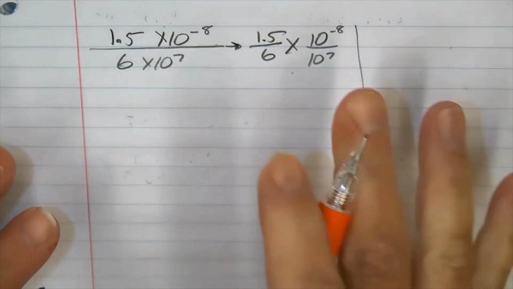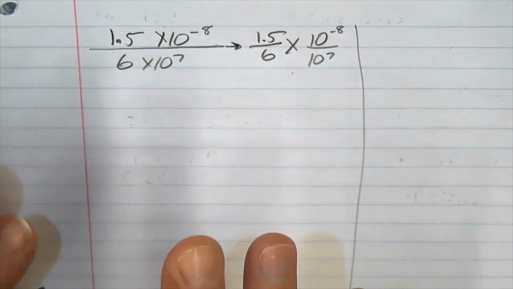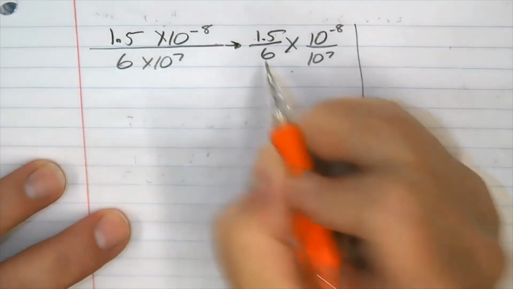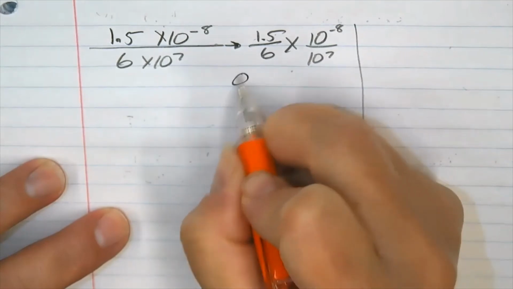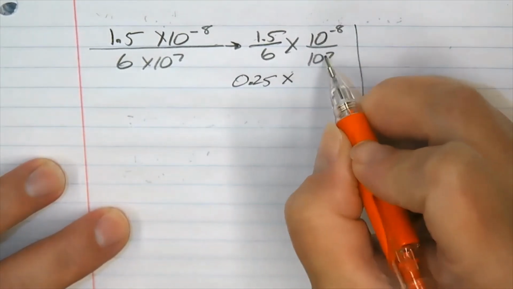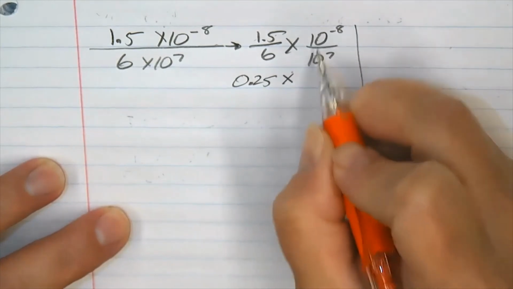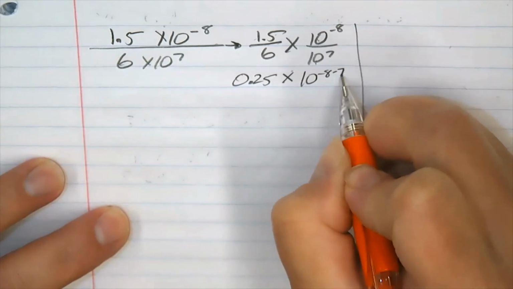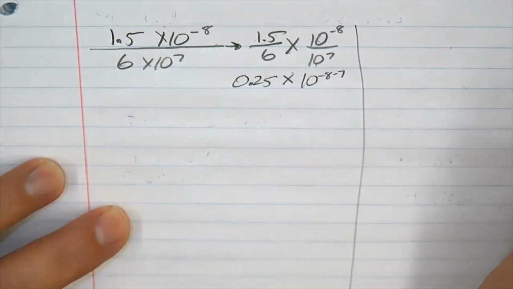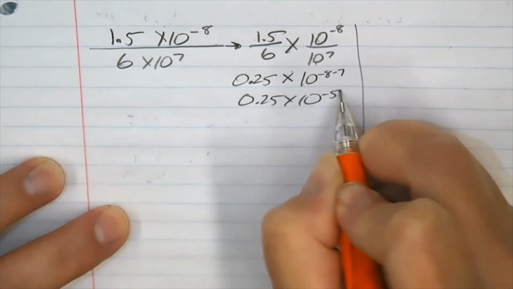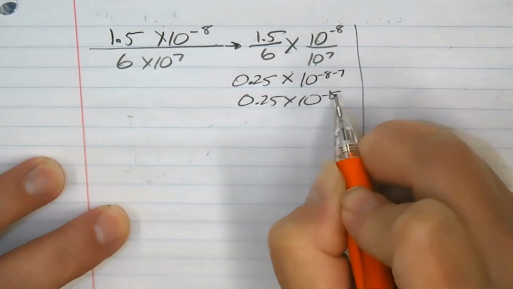So I haven't changed anything. I just changed how it looked. I haven't changed the value. I've just changed how it looked. Okay, 1.5 divided by 6 is 0.25 times 10. So here I'm dividing, my base is the same, but I'm dividing my exponents. So I'm going to subtract. So I've got 0.25 times 10 to the negative 15.